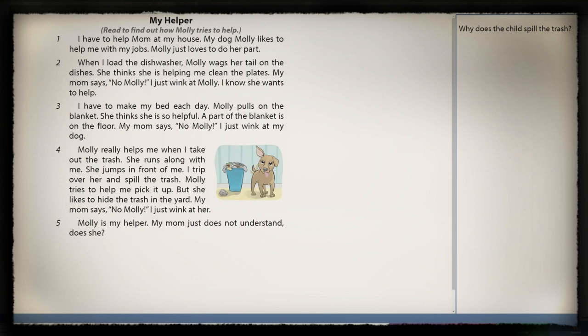So let's start with our sentence starter. Why does the child spill the trash? So my sentence starter is going to be, the child spilled the trash because. If you know how to write all those words or most of those words, go ahead and pause now, write them down, and then unpause when you're ready to move on. Otherwise, everyone else, I'm going to help you spell them, and then we're moving on.